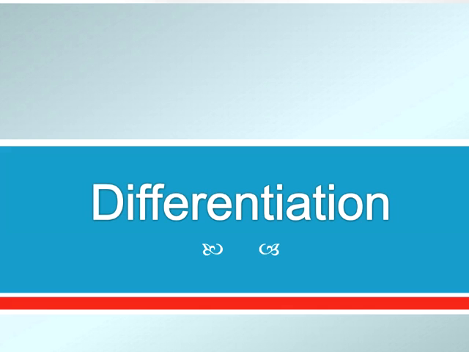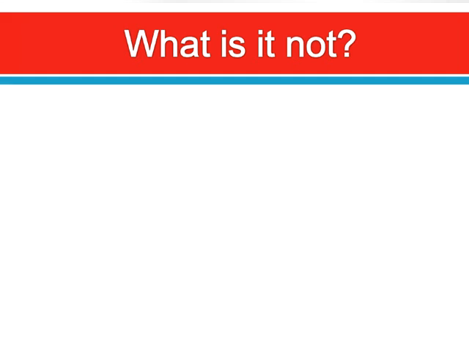So let's move on to differentiation. What is it, and what is it not? Let's focus on what it isn't at first. Now, that sounds like it ought to just be a question we wouldn't need to ask. And yet, so many of these things are misunderstood as being what differentiation is. So we're going to approach what isn't it. And the very first of those, it's not individualization.